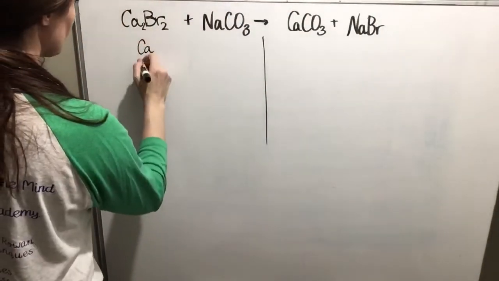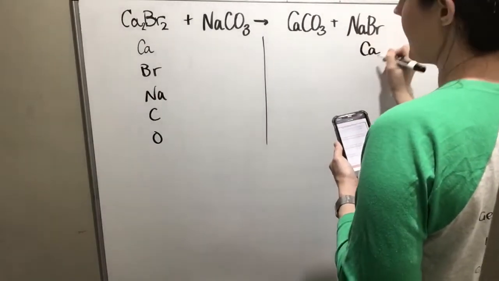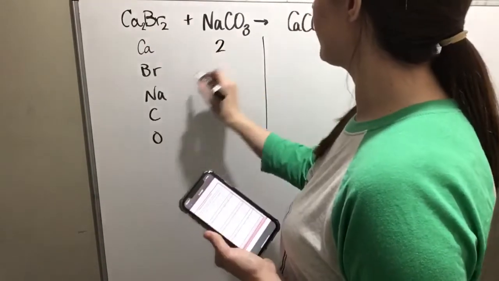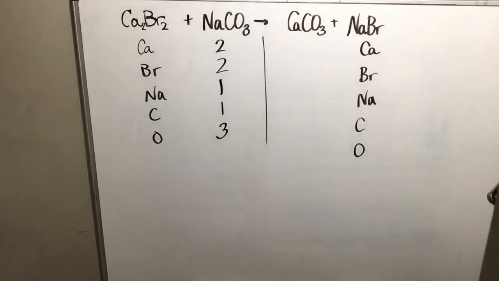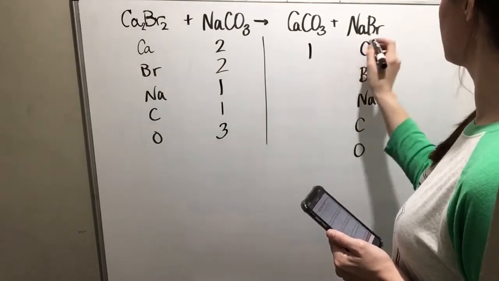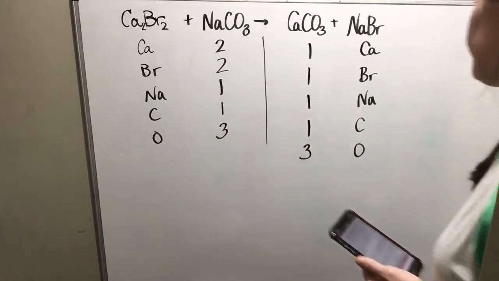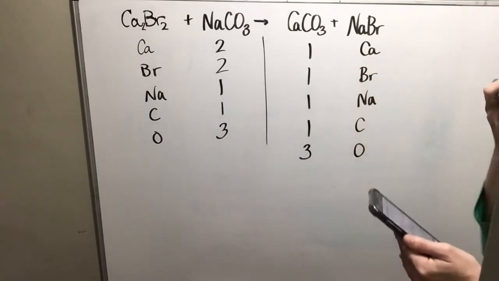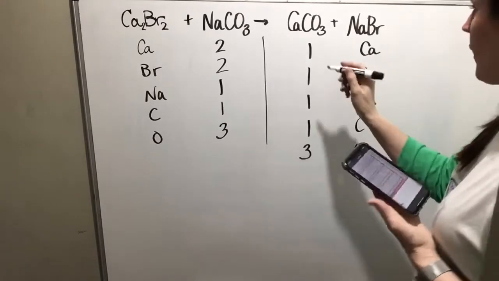We have Ca, Br, Na, C, and O. Let's write it over here. Ca, Br, Na, C, and O. Okay, there's 2 calciums over here, 2 bromines, 1 sodium, 1 carbon, 3 oxygens. Let's go over here. We have 1 calcium, 1 bromine, 1 sodium, 1 and 3. So you see the only 2 we don't have matching are the Cas and the Brs. Well, unfortunately, they're in different compounds on this side of the equation. So we need to figure out both sides. So, okay, let's go ahead and start with the Ca.